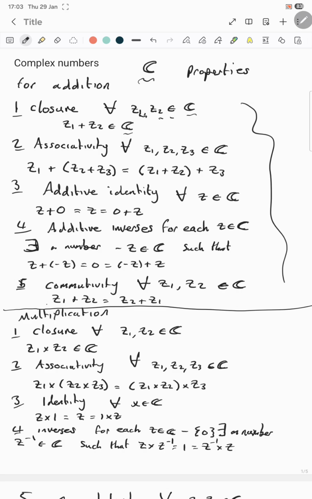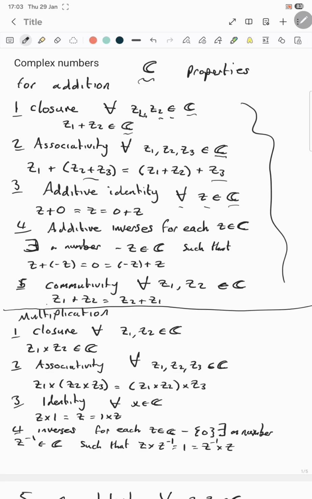And associativity. Z1, Z2, Z3 are contained in C, so Z1 plus Z2 plus Z3 equals Z1 plus Z2 plus Z3, which is associativity within the complex numbers. Now, additive identity: for all Z contained in the complex numbers, Z plus 0 equals Z equals 0 plus Z.